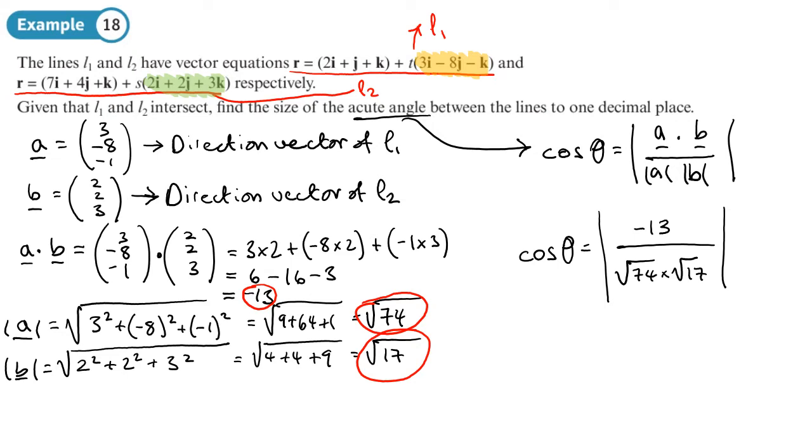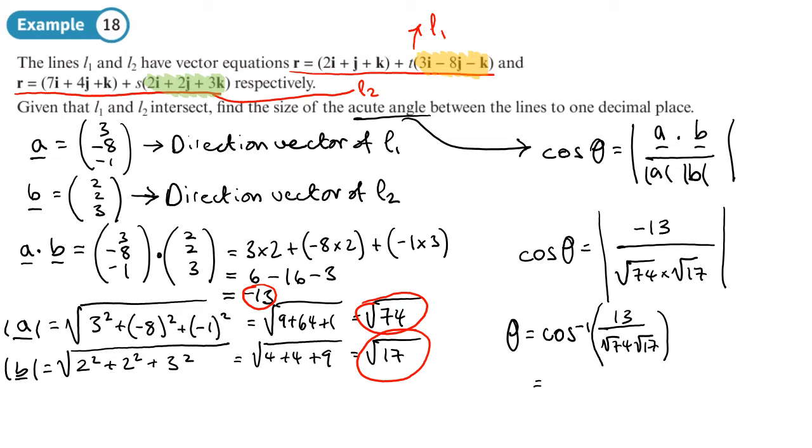Now, because I've got a modulus sign, that whole fraction effectively becomes positive. Actually, what I could do now is just work out theta straight away, rather than work out decimals and things. I'll put theta. That's going to be the cos inverse of 13 over root 74 root 17. So let's just type that in and get theta. Save a bit of time. So cos inverse of the fraction 13, because the modulus has made it positive, over root 74 times by root 17.